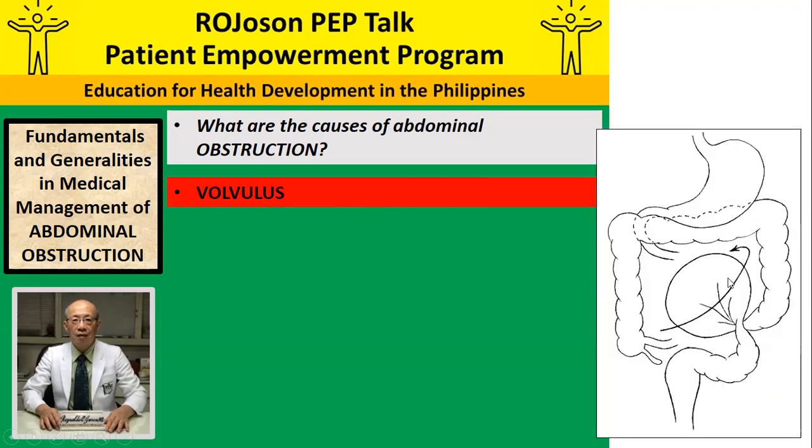Volvulus, meaning the bowel twists along its axis, probably because it is too long, redundant. So it just twists.